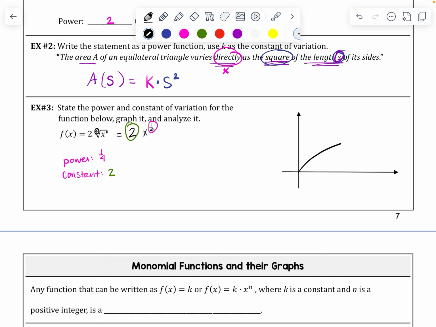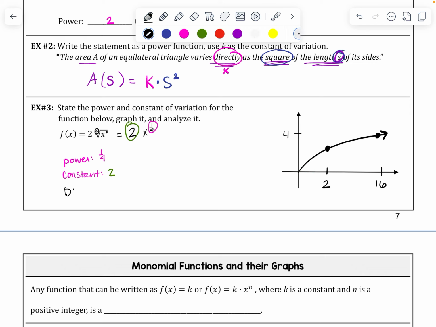it looks something like this, where at 2, if I plug this in, the 4th root of 2 times 2 is some value, and we know the 4th root of 16 is 2, times 2 is 4, so this is a 4, right? So here's what we know. We can say that the domain starts at 0 and goes to positive infinity.